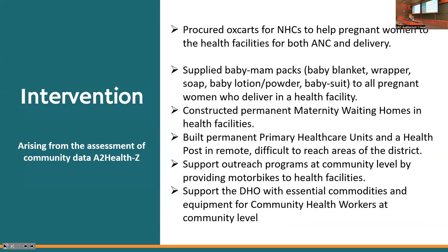So some of the interventions that came out of this data is we procured ox drawn carts for neighborhood health committees to help pregnant women get to the health facilities for both ANC and facility delivery. We also noticed from the assessments that we did with the home deliveries that some women were so impoverished that they were unable to actually prepare for receiving a baby.